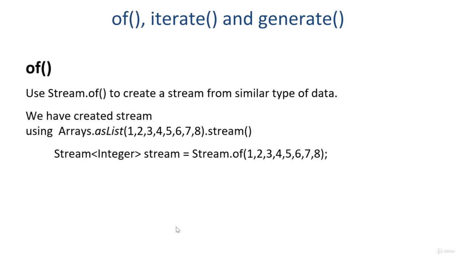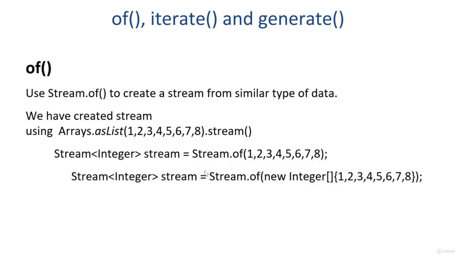We have created a stream using Arrays.asList 1 2 3 4 5 6 7 8 .stream in the past, but what we can do now is generate the stream using Stream.of 1 2 3 4 5 6 7 8. This is handy, and in this way we can generate a stream of similar type of data. Also we can generate using Stream.of by providing an integer array, in this case new Integer array 1 2 3 4 5 6 7 8. So Stream.of is really handy to generate streams of similar type of data.